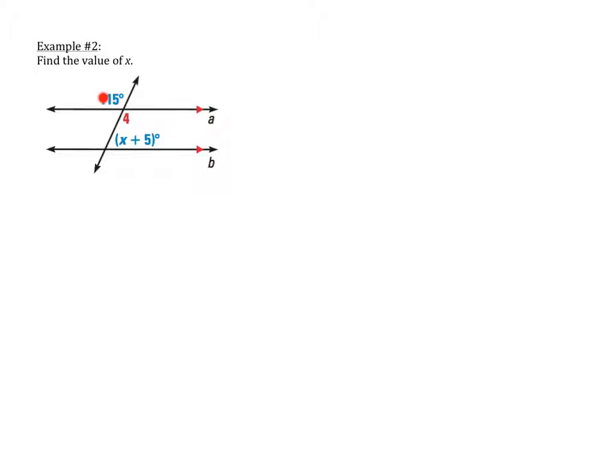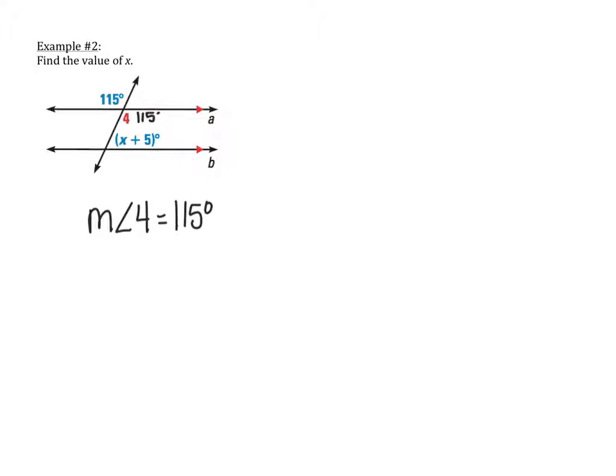If this is 115 degrees up here, angle 4 would have to be 115 degrees, since they are vertical angles. Now look at angle 4, which is now 115 degrees, and the x plus 5 angle. These are consecutive interior angles. We know that consecutive interior angles are supplementary.